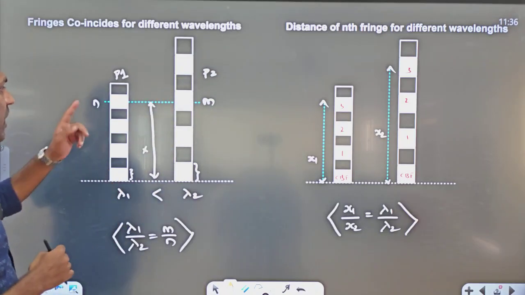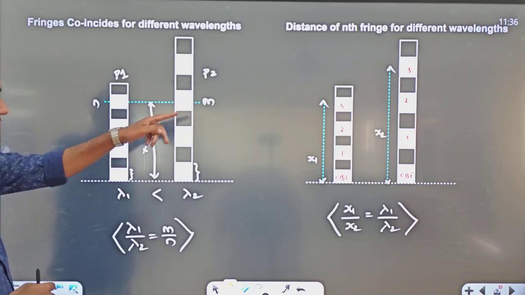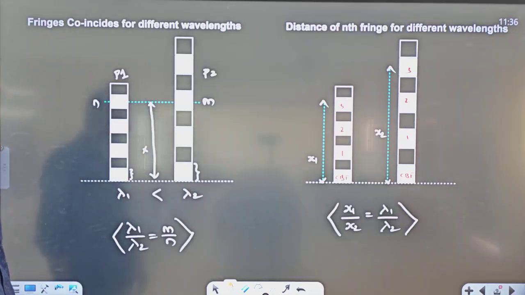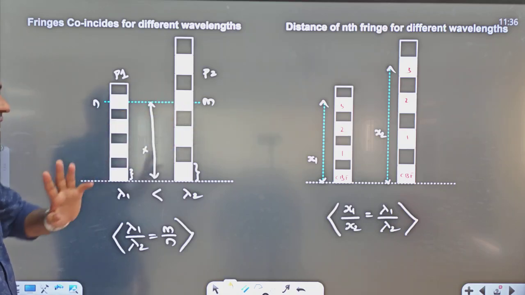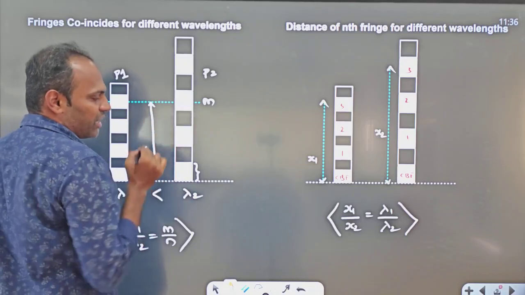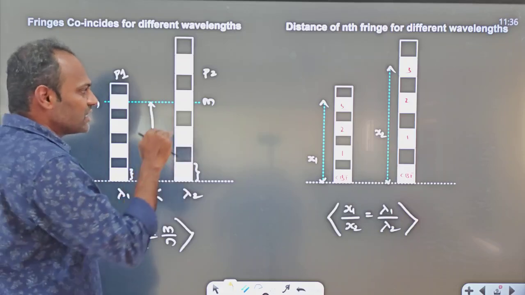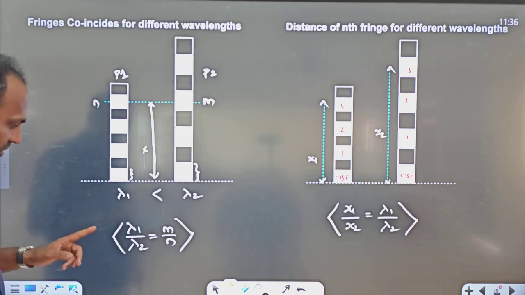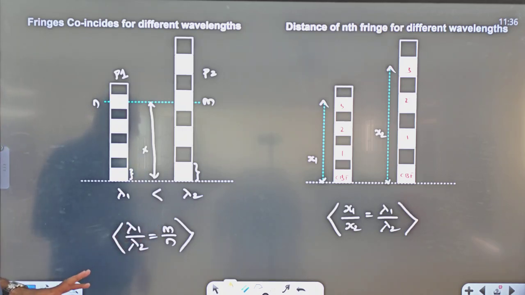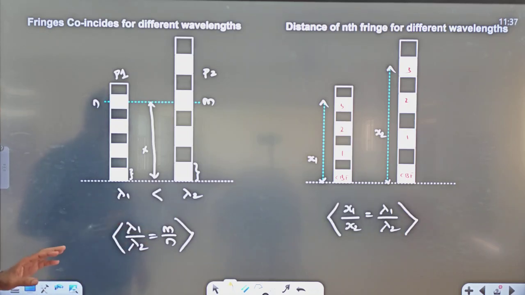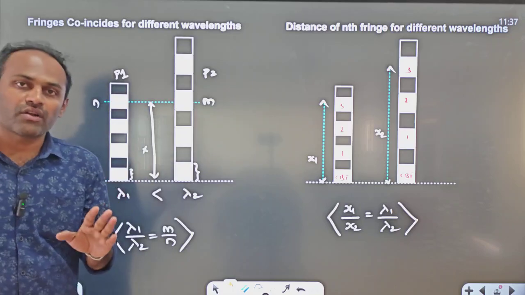From both the patterns, one bright fringe from this pattern and one bright fringe from this pattern are coinciding. Coinciding in the sense they are at the same distance from the central bright fringe. So let the bright fringe in the first pattern be taken as n, and let the bright fringe in the second pattern be taken as m. Now look here, this is the third bright fringe, and here the second bright fringe. So the third bright fringe from the first pattern and the second bright fringe from the second pattern are coinciding. In this case, we have to use the relation lambda 1 by lambda 2 is equal to m by n. Either they will ask you to calculate wavelength or the number of fringe. Correct? This relation you have to use in the coincidence of the fringes when two different wavelength lights are used.